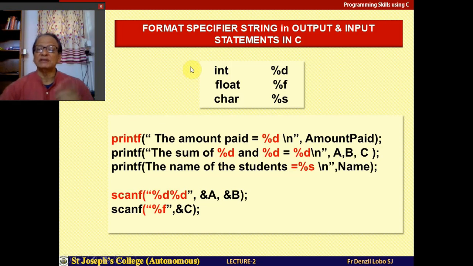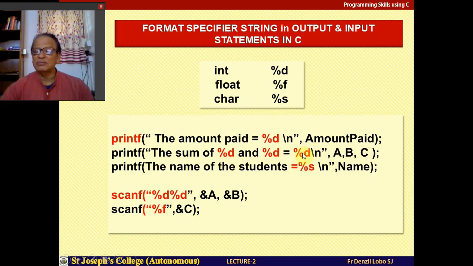Coming back to the format specifier string in that C chart, int is represented by %d, float is represented by %f, character string is represented by %s. %c would be just a single character, but we are interested most of the time in strings. For example, in the output statement printf, the amount paid is equal to %d. So the value contained in amount paid will be printed here. Similarly, sum of a, b is equal to %d. So the A value will come here, the B value will come here, the C value will come.